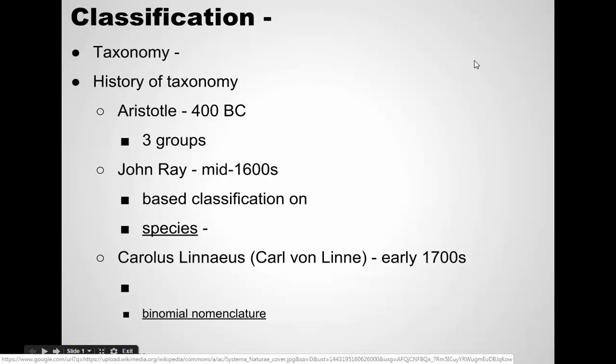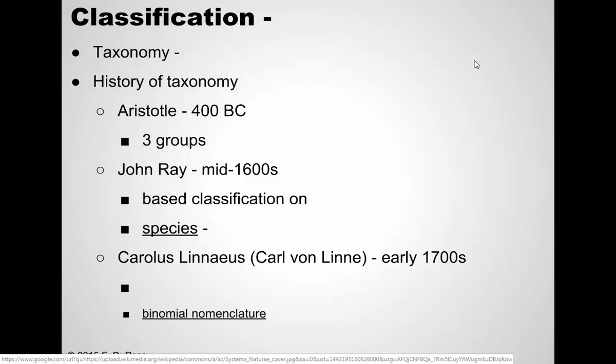So in this section, what we're going to do is talk a little bit about taxonomy and classification, and then start to go through various groups of organisms, talking about some of their characteristics and unique traits, and so on. Talk about how we classify organisms, and we'll go from there.